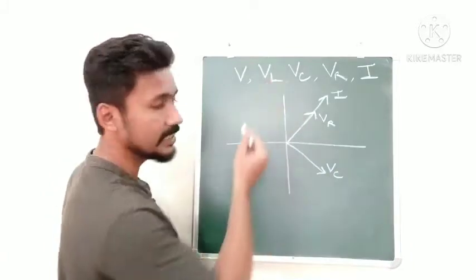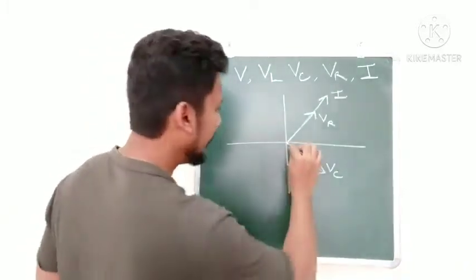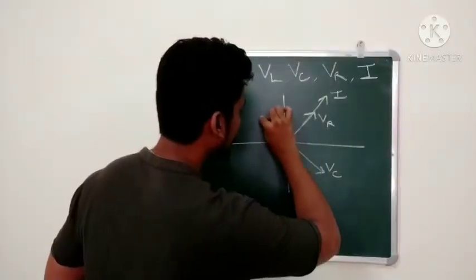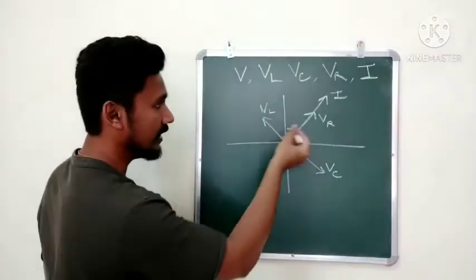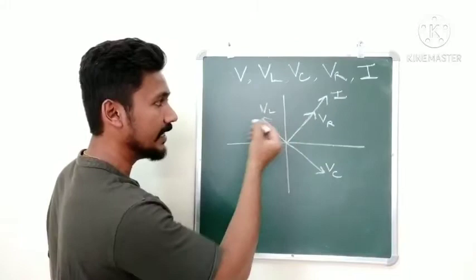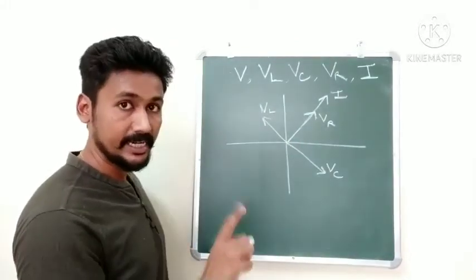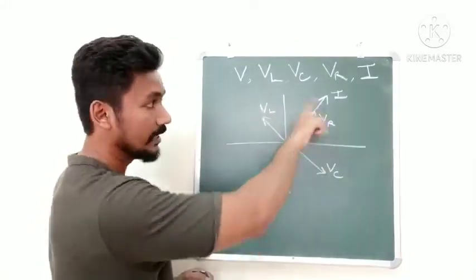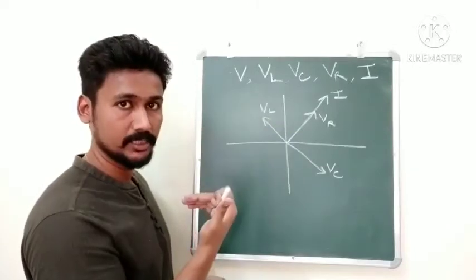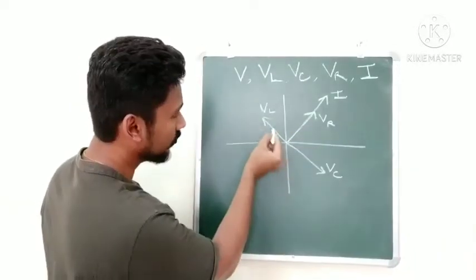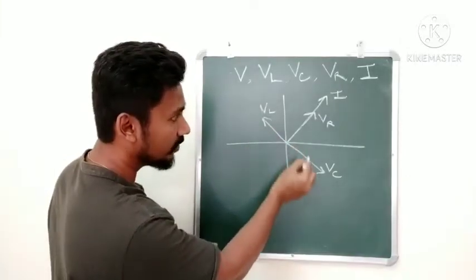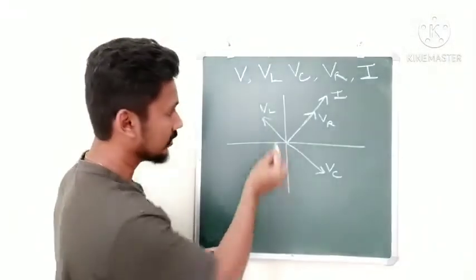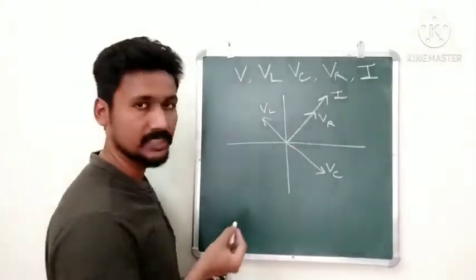Where will be the VL, that is, the inductive voltage? Inductive voltage will be like this. This will be VL. Here you see that current is pi by 2 behind VL. In the inductive circuit, we saw that the current was behind the voltage, correct, by pi by 2. And of course, you can see that VL and VC are 180 degrees with respect to each other. So they are actually along the same line in opposite directions.